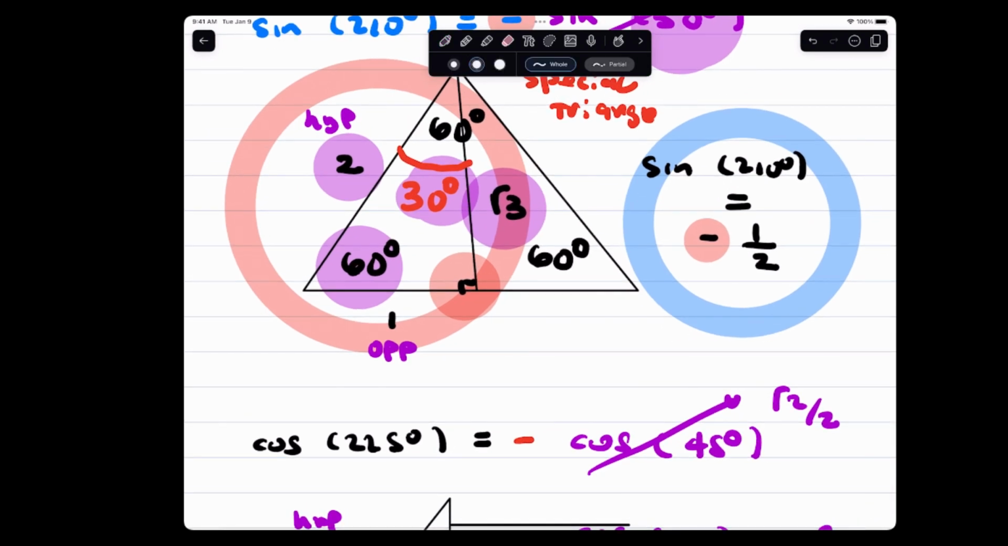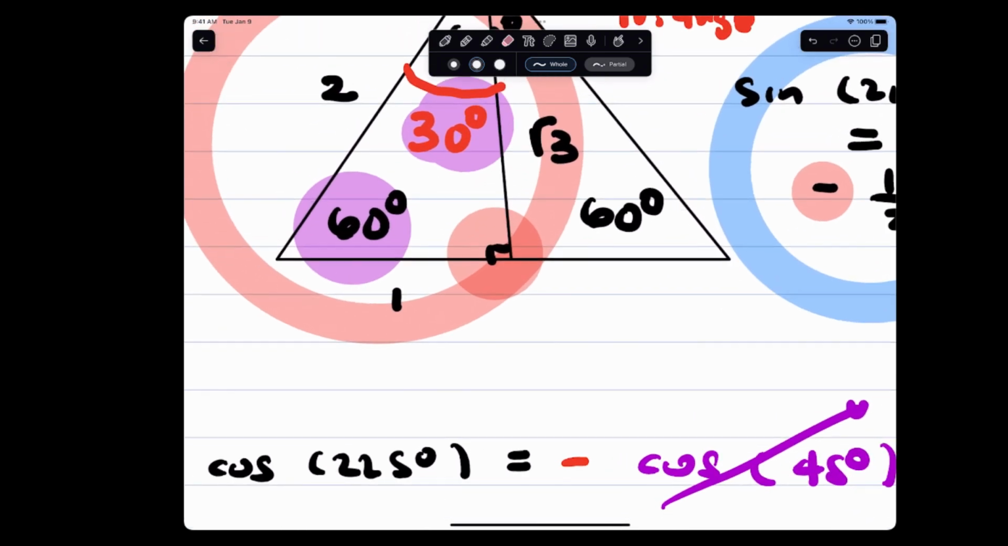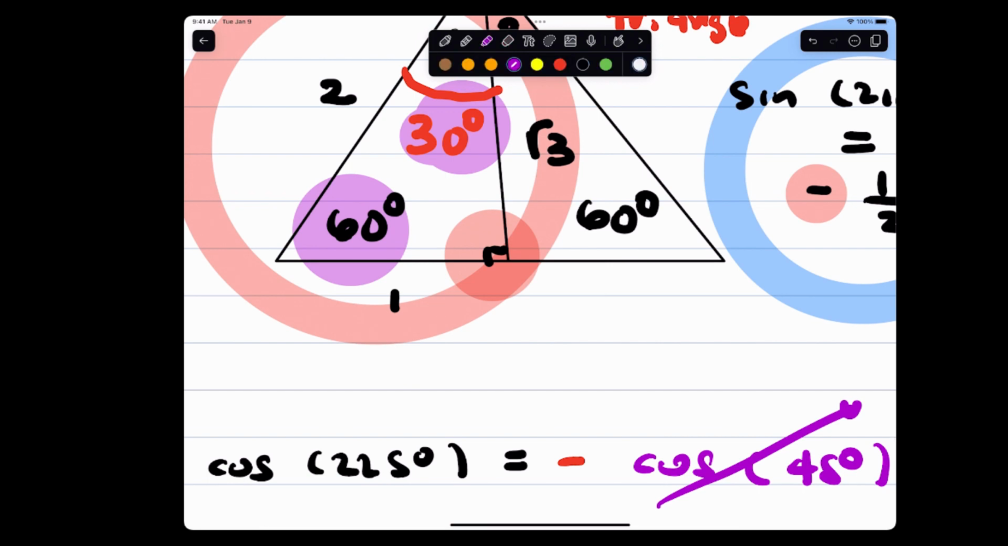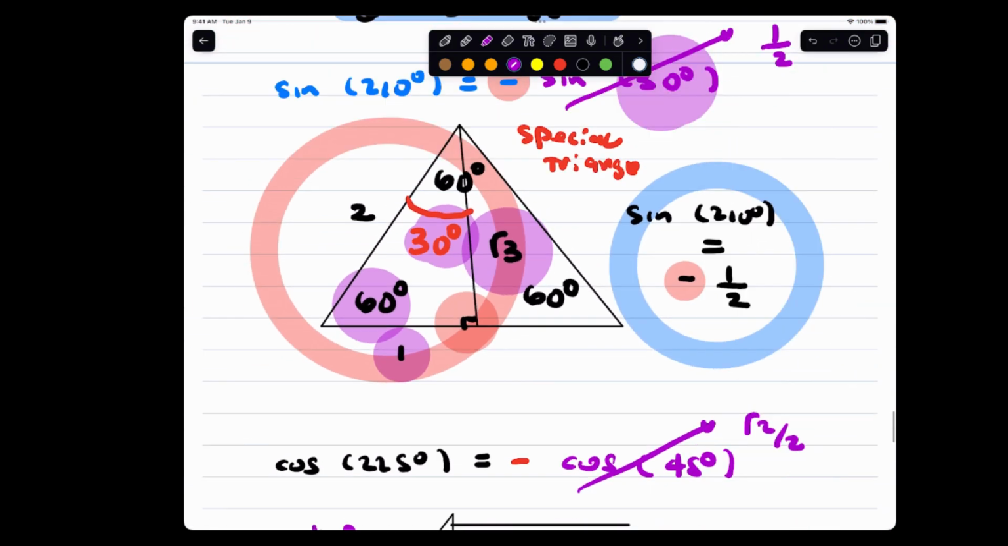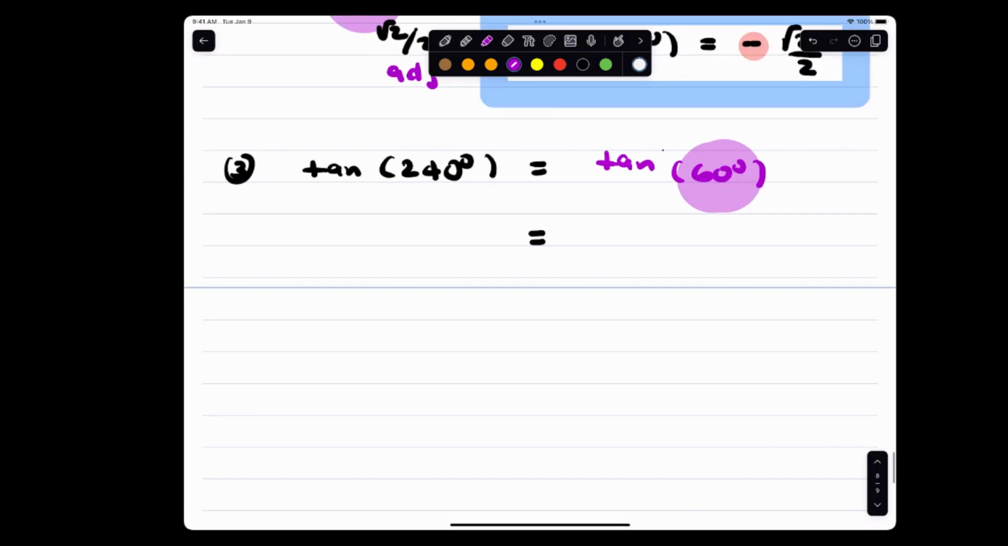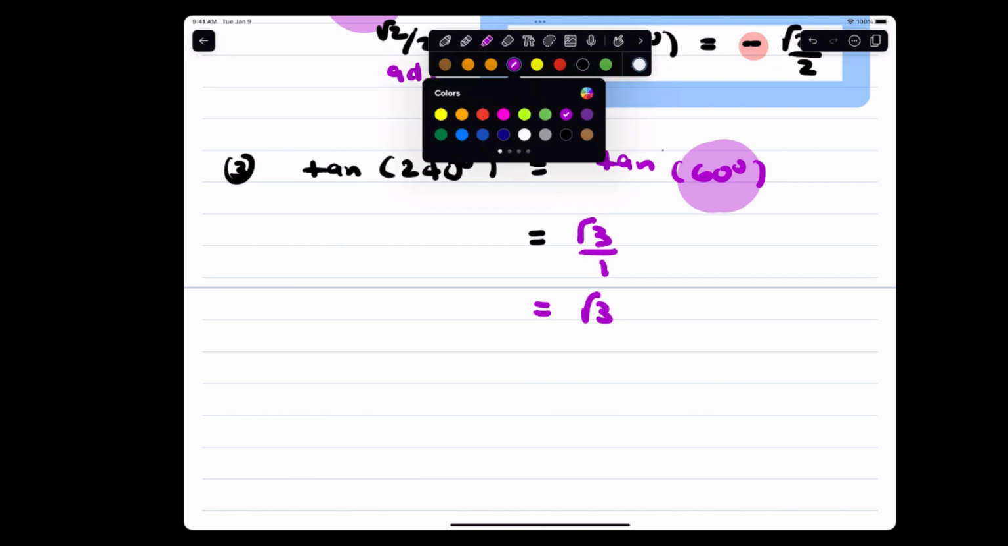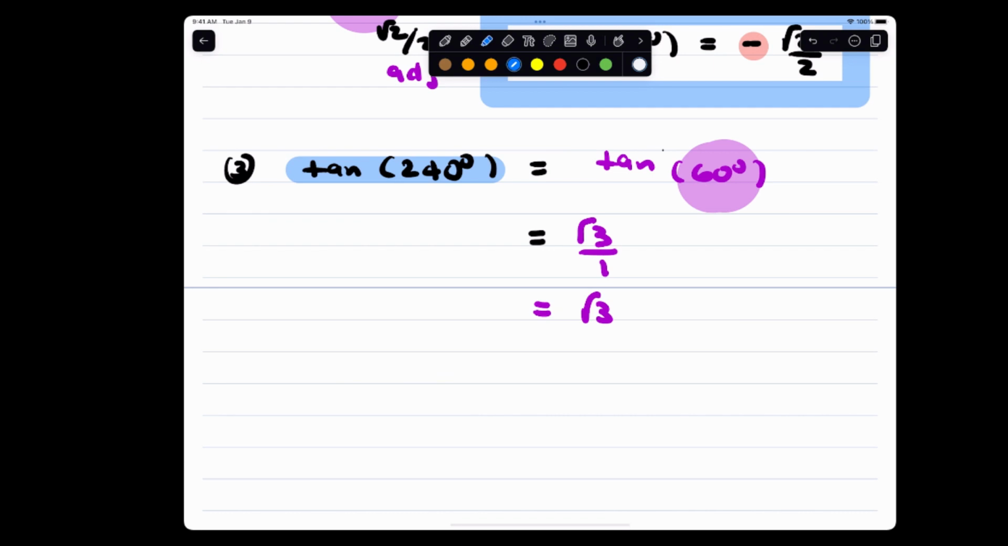Okay. Can erase this. So for tangent, what's the definition of tangent? Opposite over adjacent. The square root of 3 over 1. You guys see that there for the 60-degree angle? So there's just 2 triangles we have to know. So this will be square root of 3 over 1, which is simply square root of 3. So ladies and gentlemen, there you guys go. Tangent 240 is square root of 3.